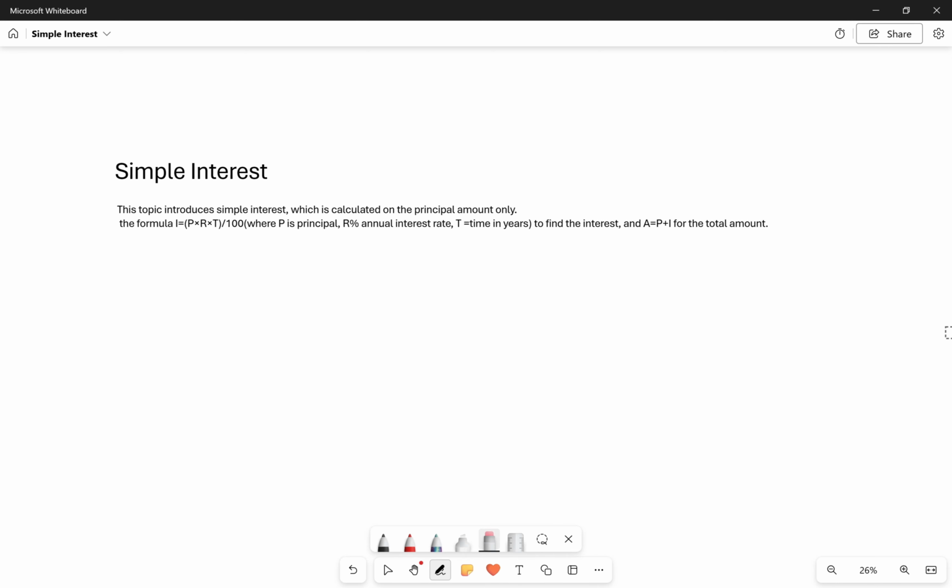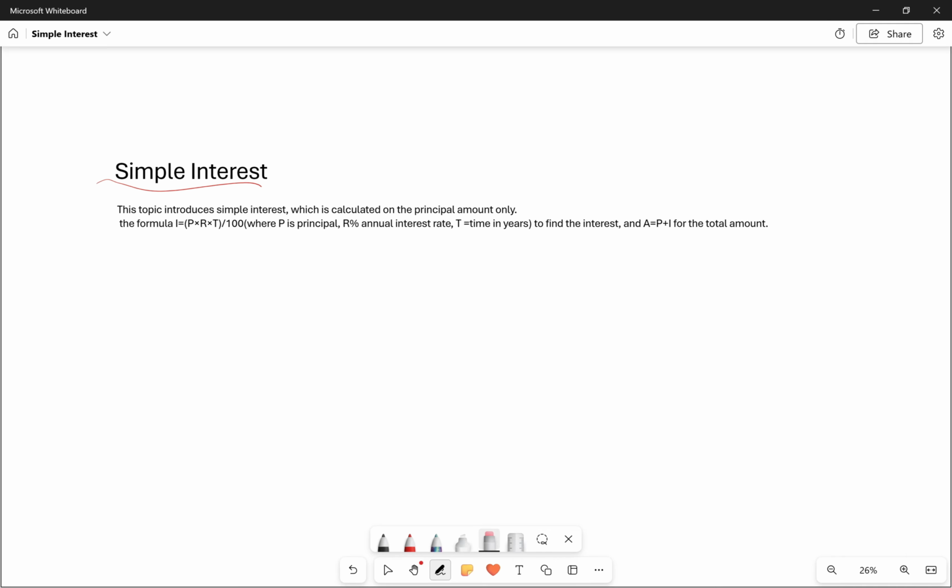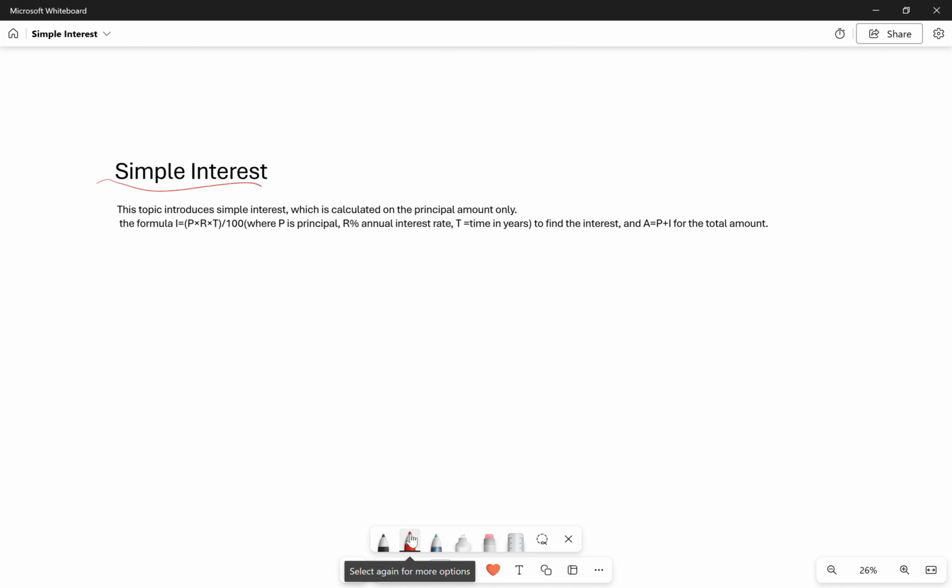So today we are going to discuss simple interest. In this topic we will cover what simple interest is and how we calculate it. First, simple interest means the interest that you earn by giving money to others. So we give a certain amount of money to others, which is called principal. P is principal. We give it to them for a certain period of time.